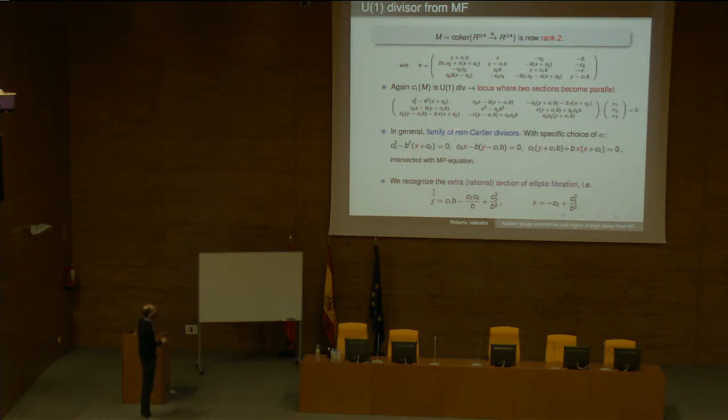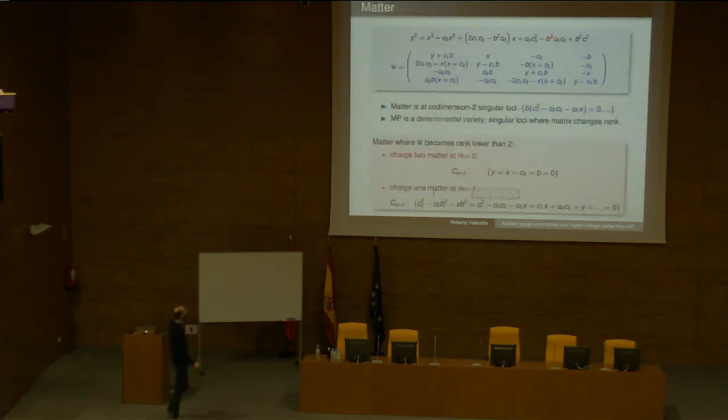Why did I choose this specific one? Because we can realize that in the patch b different from 0, this is exactly describing the rational section of the elliptic fibration that we used in Morrison-Park. Okay, so in fact, this is a way of detecting the U1. Among this family, there is the divisor that we expect to generate the massless U1. Okay, what about the matter?